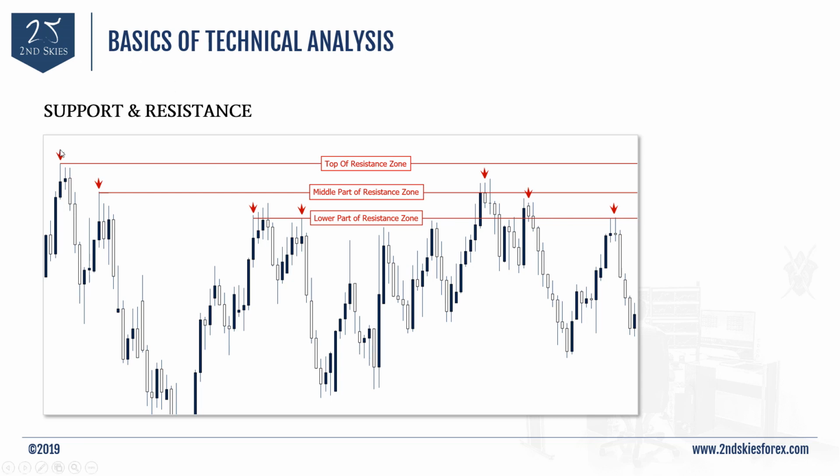As you can see here to the left, you have the initial rejections in this area, and then the lower part forms. So we have a lower part, a middle part, and a top part of the zone. And just because this area is taken out here doesn't mean it's all free to continue bullish. It just means that price is pulling deeper into this very wide zone of resistance.